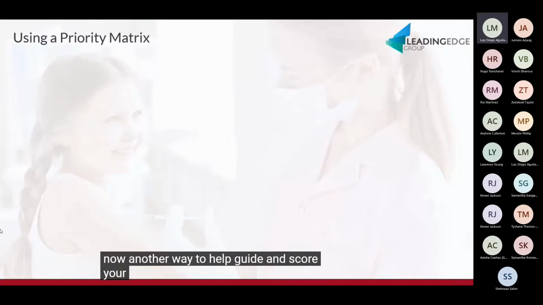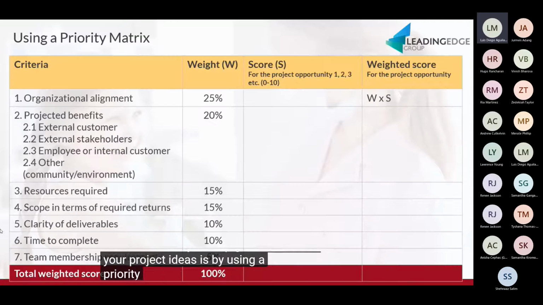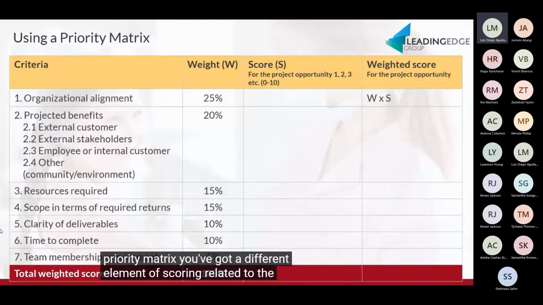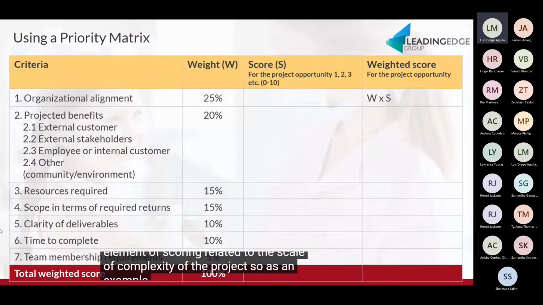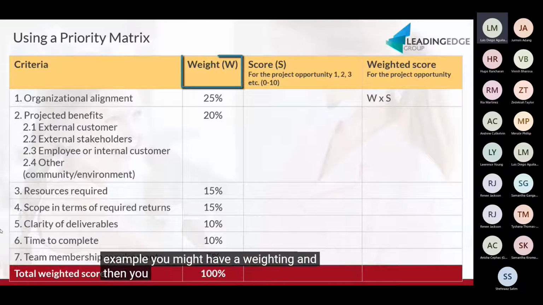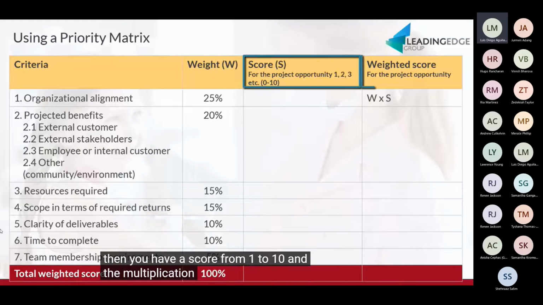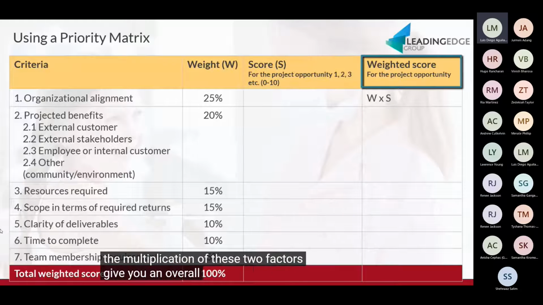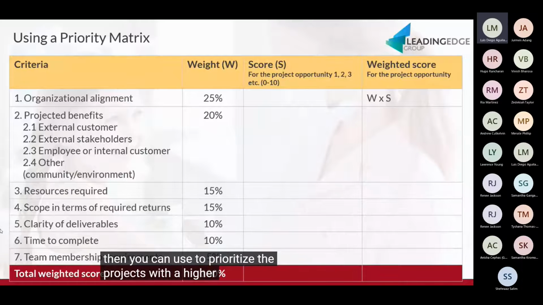Now, another way to help guide and score your project ideas is by using a priority matrix. You've got a different element of scoring related to the scale of complexity of the project. So as an example, you might have a weighting, and then you have a score from 1 to 10, and the multiplication of these 2 factors gives you an overall weighted score that you can use to prioritize the projects. A higher score against criteria that is more important or weighted higher will likely show up on the top and therefore most likely be the project you'd want to work on.